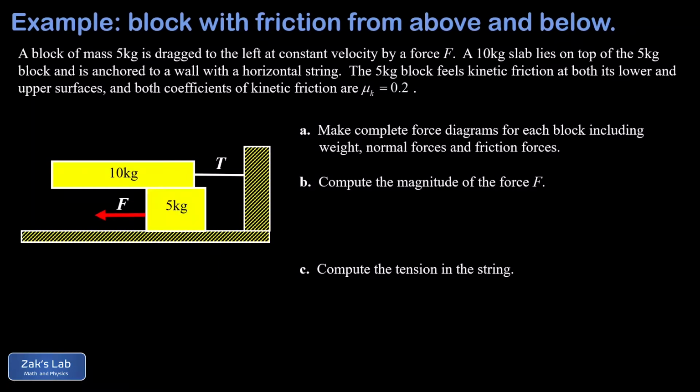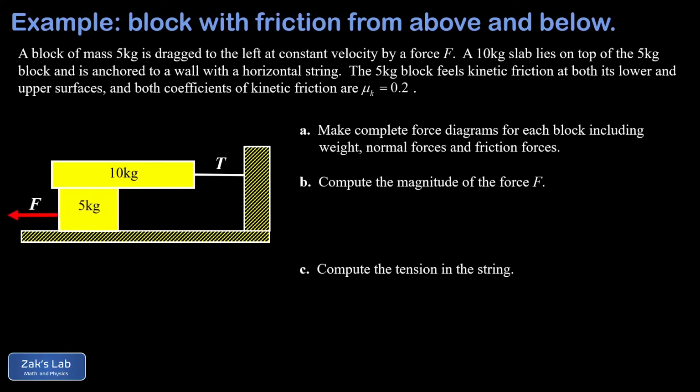In this video, we're looking at the motion of a 5 kilogram block that has a 10 kilogram slab stacked on top, and that slab is held in place with a horizontal string. An external force acts to the left on the 5 kilogram block, pulling it to the left with a constant velocity. We're told there is kinetic friction at the lower and upper surfaces for the 5 kilogram block, and the coefficient of kinetic friction at both of those contacts is 0.2.